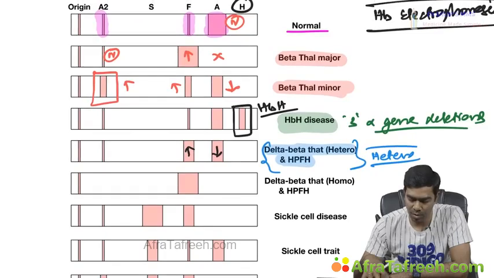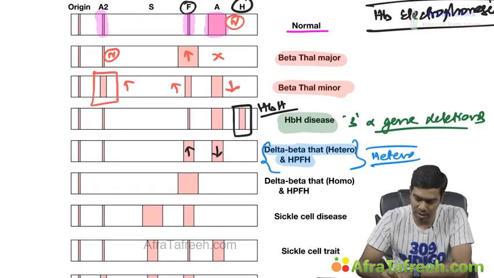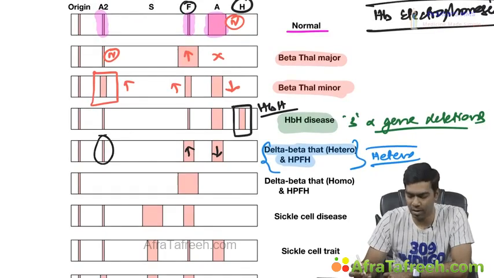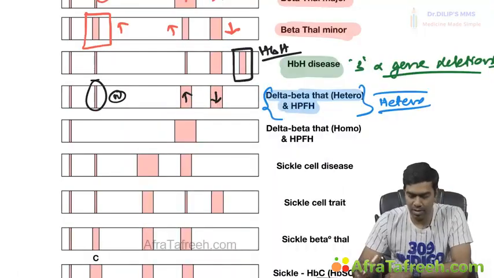Since your hemoglobin F is also increased, your HbA2 levels are variable. If you ask me, in heterozygotes it will be normal. It's heterozygous, only one is mutated, so it will be normal. So your HbF will be increased.